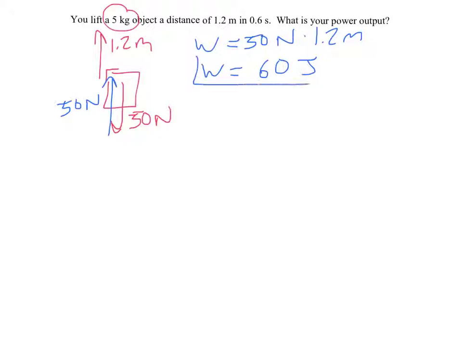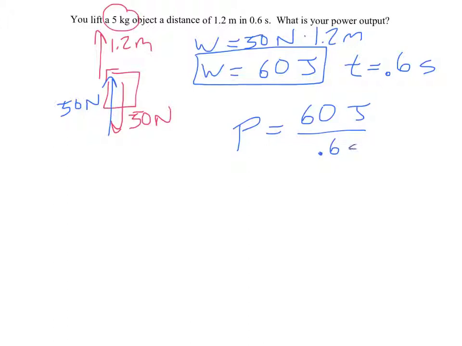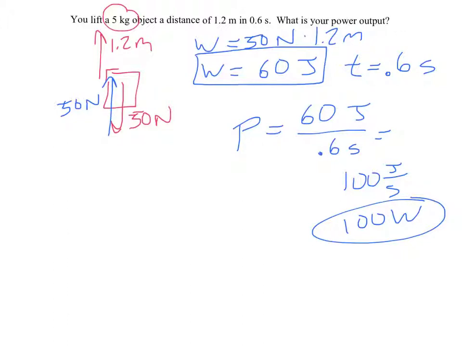So in the last problem, we were just given this. We just had to calculate that real quickly. Now the amount of time it takes to do this, according to the problem, is 0.6 seconds. So to find our power, it's just a matter of saying, okay, 60 joules divided by 0.6 seconds. And if I do that, I get an answer of 100 joules per second, or 100 watts. And that is our power output for this particular job.